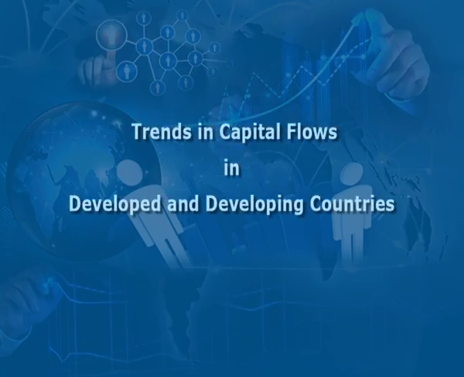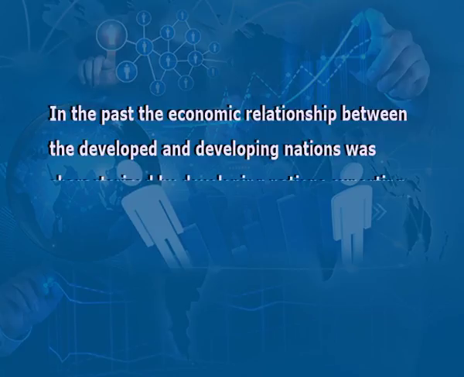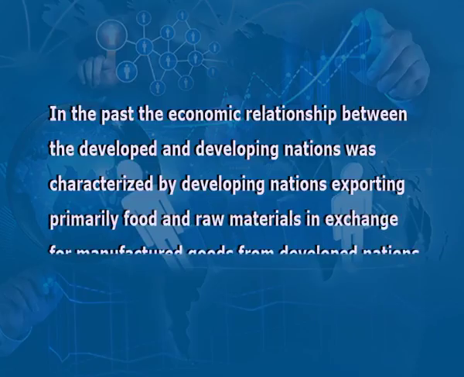Now friends, let us have a look at trends in capital flows in developed and developing countries. With the exception of a handful of nations in North America, Western Europe and Japan, most of the nations of the world are classified as less developed, or to put it more positively, as developing countries. There is, however, no sharp dichotomy between developed and developing nations, but a fairly continuous spectrum from the very rich to the very poor. In the past, the economic relationship between the developed and developing nations was characterized by developing nations exporting primarily food and raw materials in exchange for manufactured goods from developed nations. This is still the case for the poorest developing nations, but not for the advanced ones.